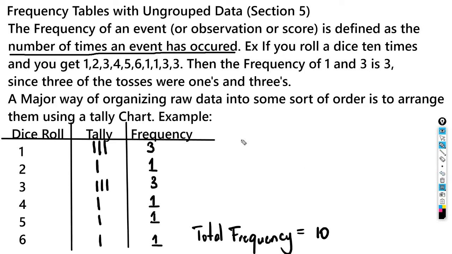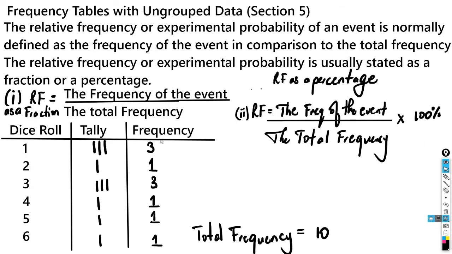And great. And we're going to actually look at another definition, which is called the relative frequency. We're going to look into that now, guys. Okay. All right, guys. So we'll put some definitions here. And we'll have the same table that we had earlier, right? The same table with the situation where we rolled a dice 10 times, right? And it says the relative frequency or the experimental probability of an event is normally defined as the frequency of the event in comparison to the total frequency. The relative frequency or experimental probability is usually stated as a fraction or a percentage.